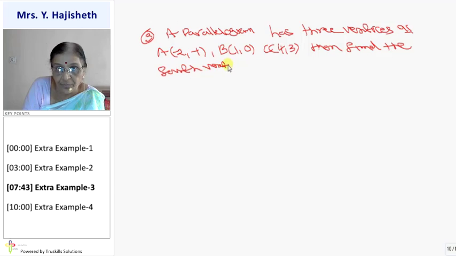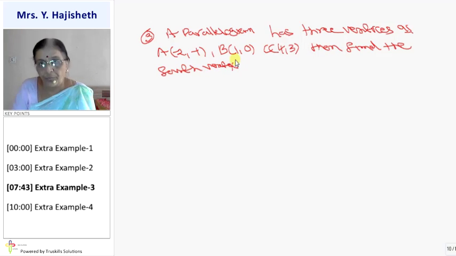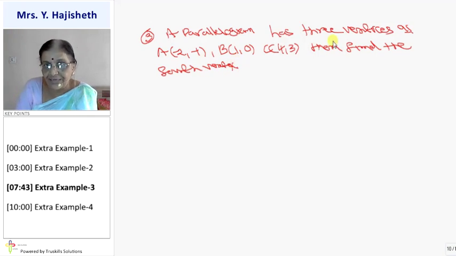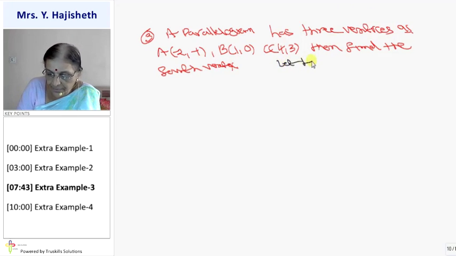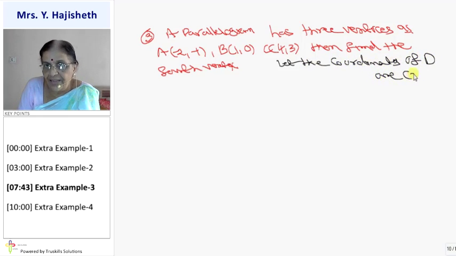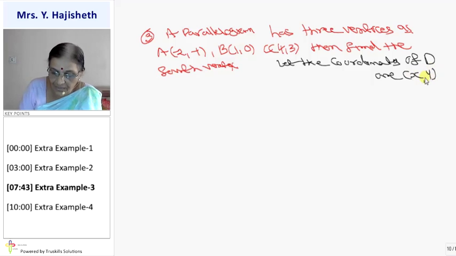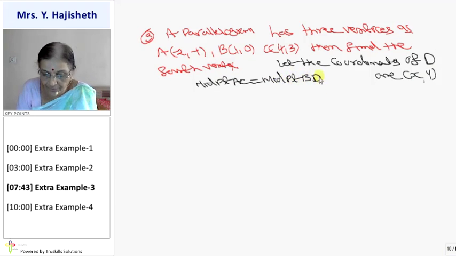Here I can use the properties of parallelogram. You know, properties of parallelogram में diagonals bisect each other. So हम पहले क्या लेंगे? Let the coordinates of the 4th vertex D be x, y, ले लिया मैंने. Now you know diagonals bisect each other. Therefore the midpoint of diagonal AC is equal to the midpoint of diagonal BD. This is a property of parallelogram.